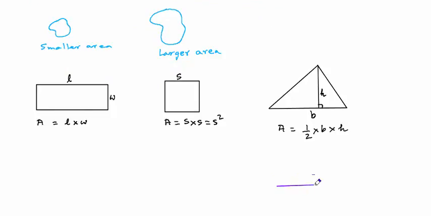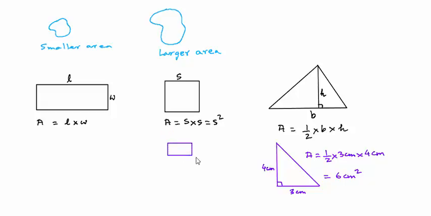To find the area of a right triangle, so here's the right angle. Let's say this is a 3 centimeter side and this is a 4 centimeter side. The area is given as 1/2 times 3 centimeters times 4 centimeters, which is equal to 6. Centimeters times centimeters is square centimeters or centimeter squared.